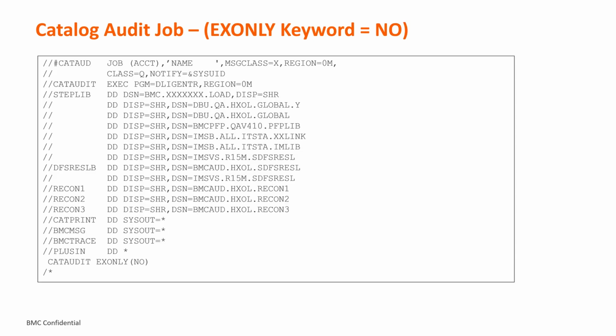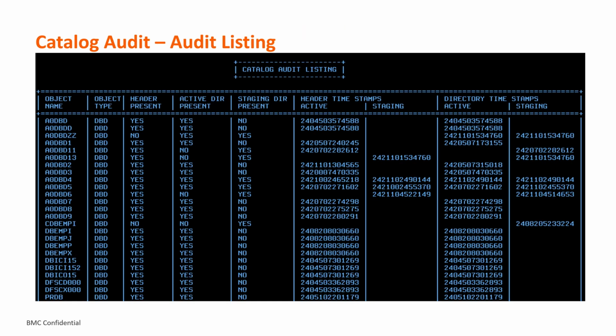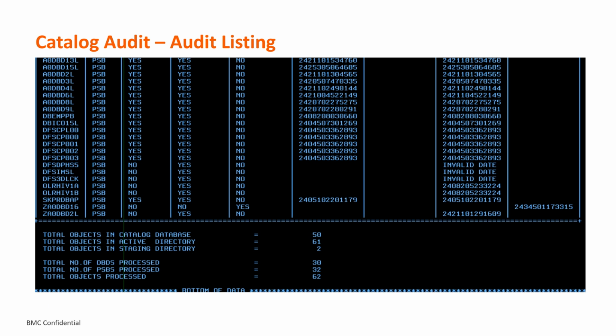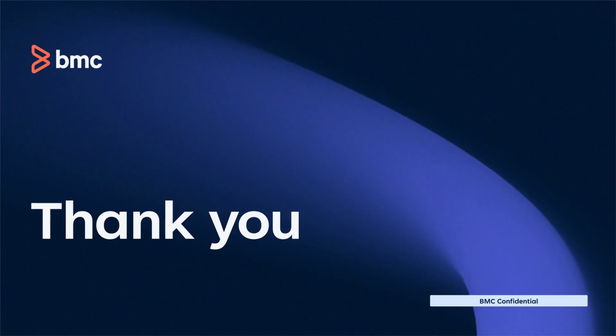This is a sample catalog audit job with EX ONLY equals no. This is a sample audit listing with timestamps for all objects. This is a sample object summary with total counts of objects from catalog database.